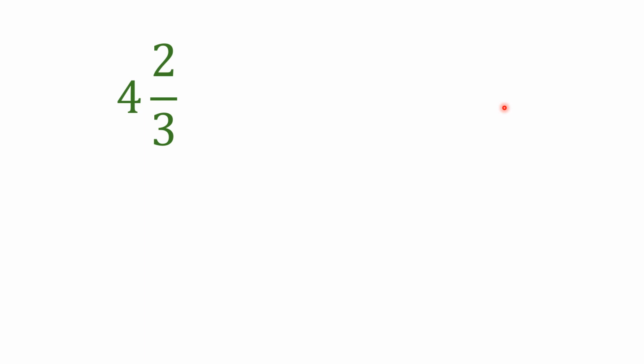Now if there is a whole number like 4 and 2/3, since we know that 2/3 is 0.666, it will be 4.666 and so on, or 4.6 bar. So just simply put the whole number 4 here and get the decimal of the fraction.